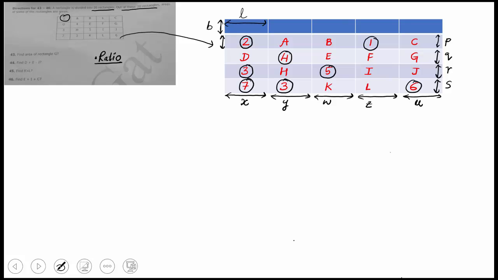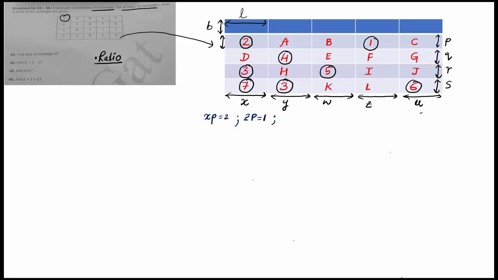So what is 2? 2 is the area of the rectangle which has the length X and breadth P. Therefore, X into P is equal to 2, isn't it? This is one piece of information I have. And what else do I have? This one has a length of Z and this one has a breadth of P. So this would be Z into P. Z into P is 1.